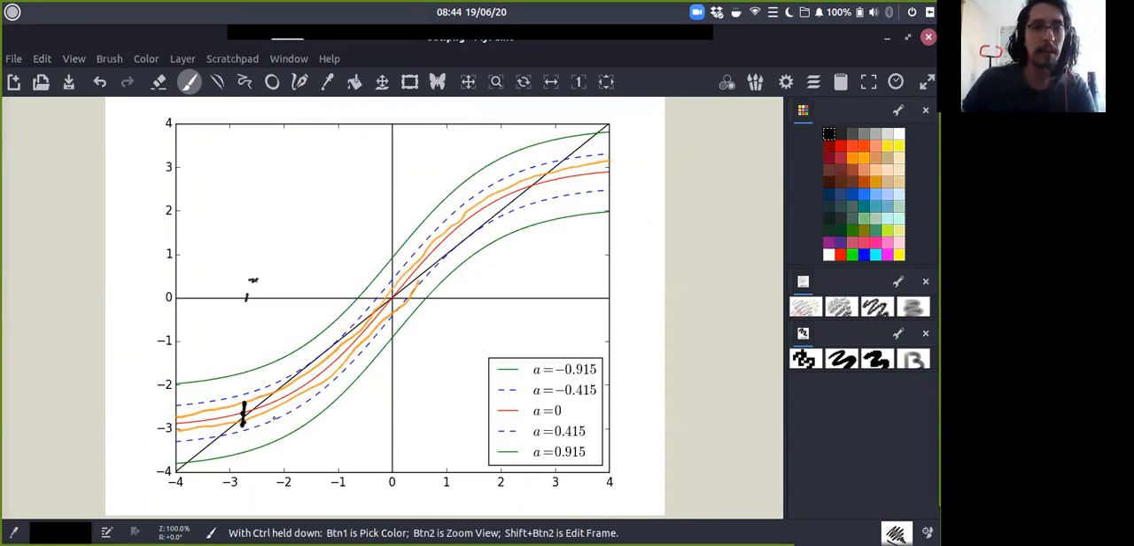So the invariant sets are given by the fixed points of the lower extremal map, so this one, and the upper extremal map, this one. So for example, here we find a fixed point of the lower extremal map, here we find another fixed point of the upper extremal map. So this whole set is an invariant set. But we could find a different one over here, right?